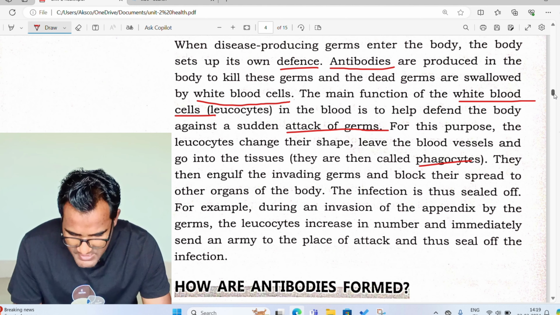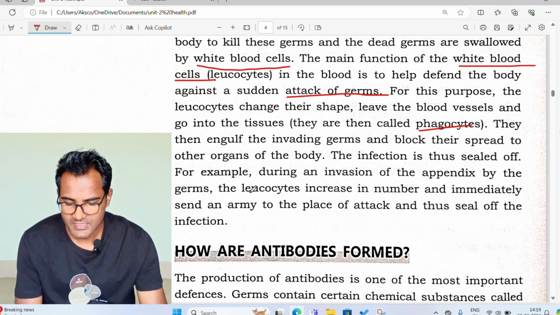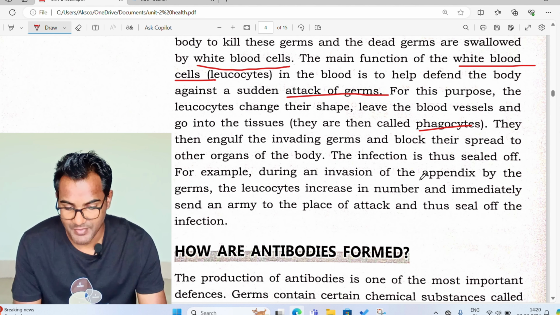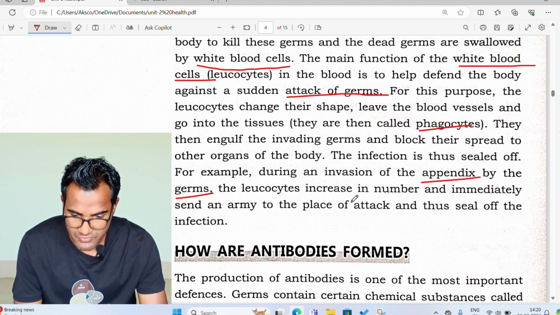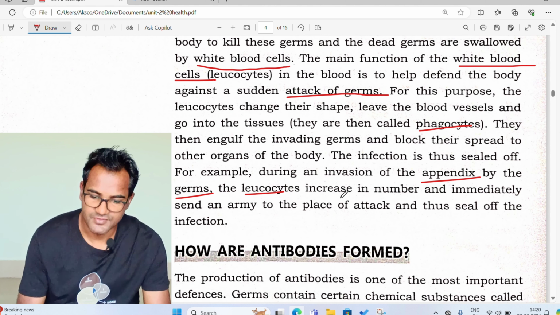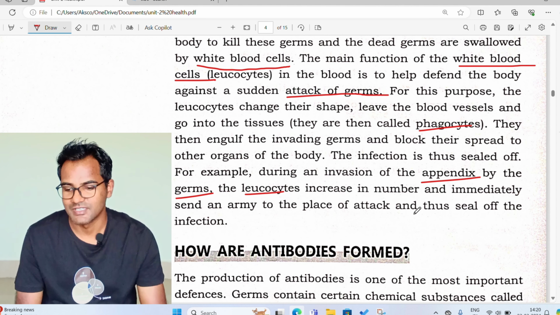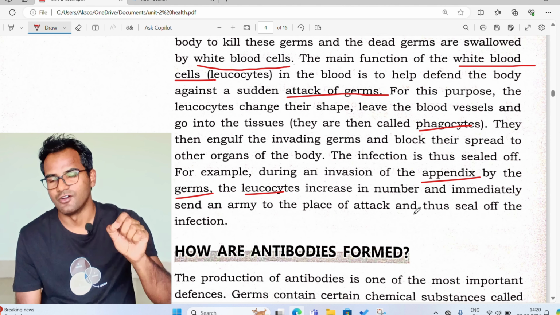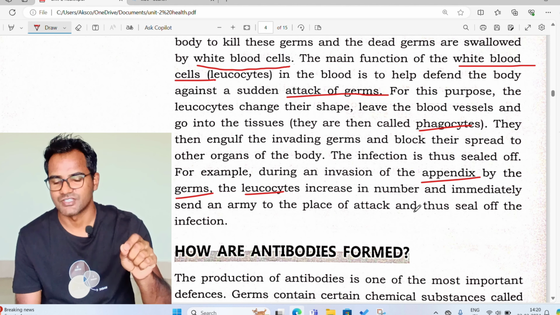One example is given here. Let's say, for example, during an invasion of the appendix by germs, the leukocytes increase in number and immediately send an army to the place of attack and thus seal off the infection. You know what an appendix is. The appendix is the extension of the large intestine, which lies between the large intestine and the small intestine.